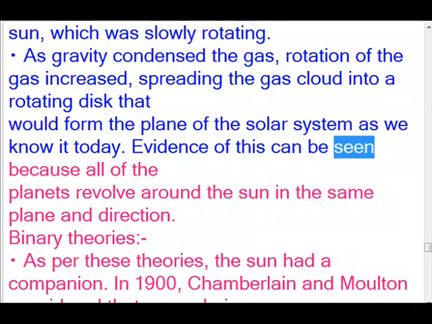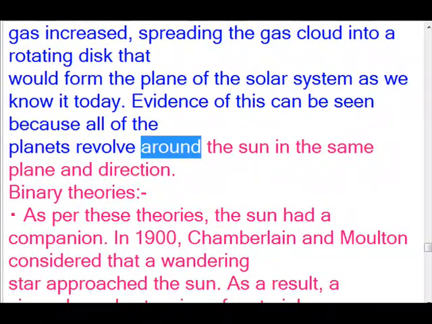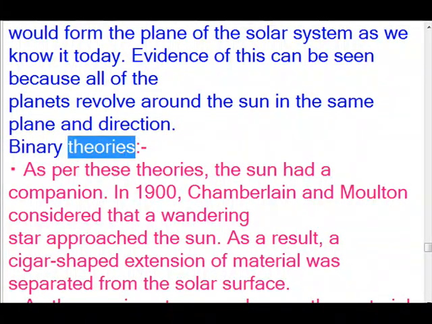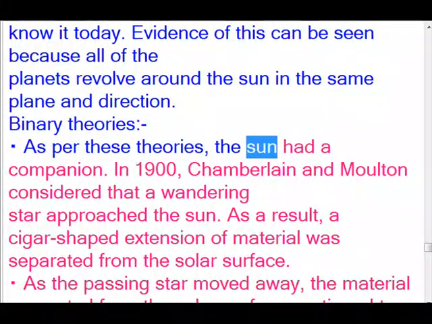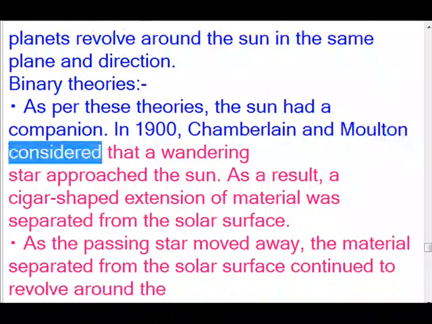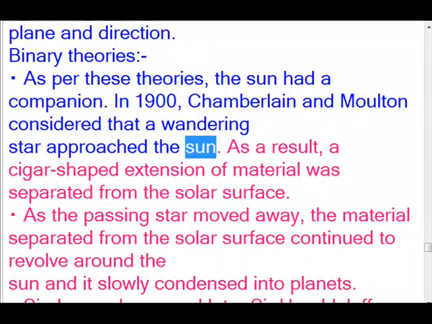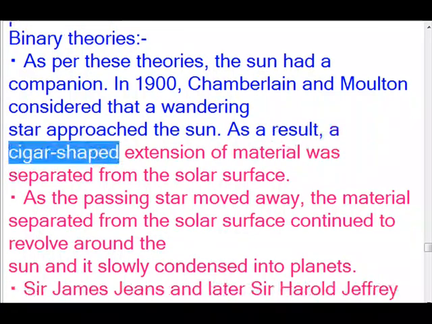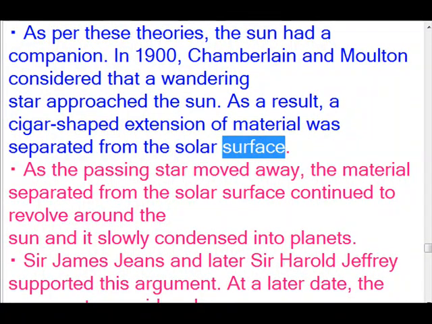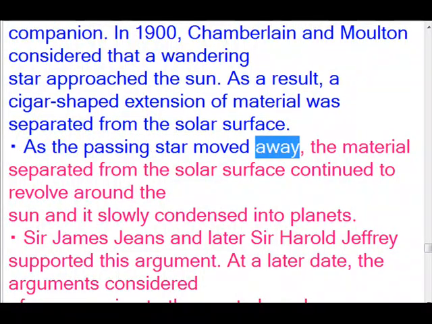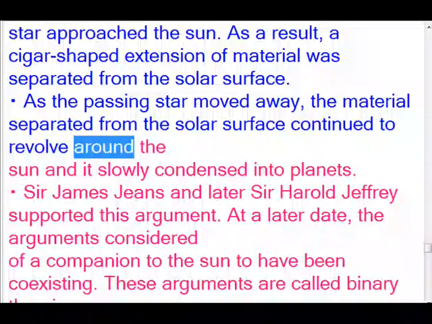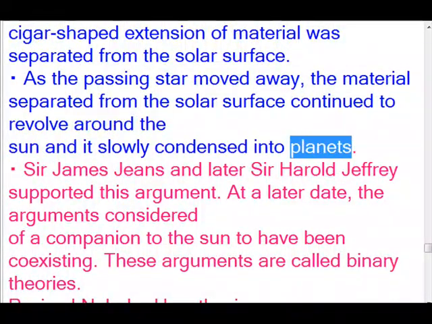Evidence of this can be seen because all of the planets revolve around the sun in the same plane and direction. Binary theories. As per these theories, the sun had a companion. In 1900, Chamberlain and Moulton considered that a wandering star approached the sun. As a result, a cigar-shaped extension of material was separated from the solar surface. As the passing star moved away, the material separated from the solar surface continued to revolve around the sun and it slowly condensed into planets.